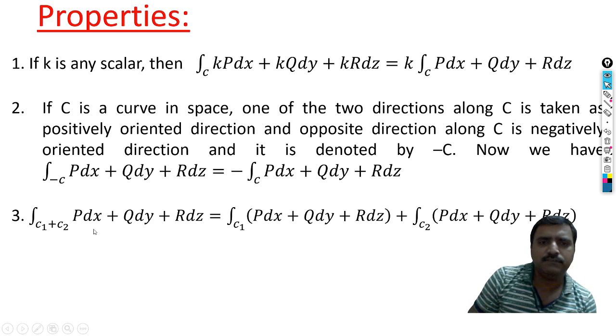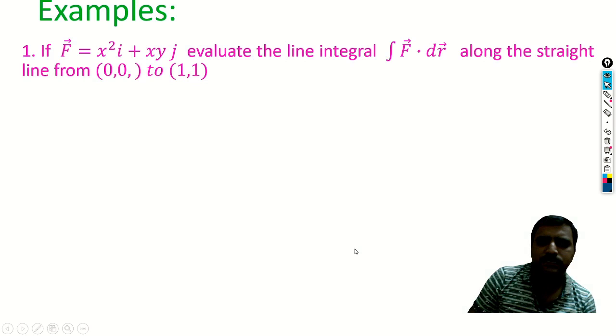Suppose the curve is made up of two different curves, that is C1 plus C2. If you want to evaluate the line integral of P dx plus Q dy along C1 plus C2, where C1 plus C2 is the total curve, that is the same as the integral of P dx plus Q dy plus R dz over C1 plus the integral over C2.